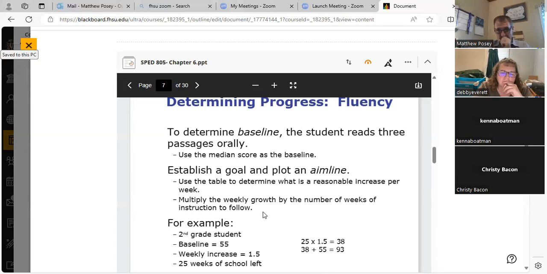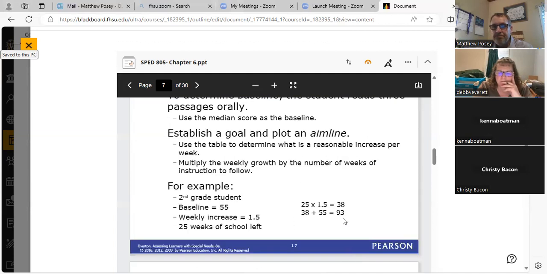So you're going to multiply your weekly growth by the number of weeks. So if it's a 2nd grade student and your baseline is 55, okay, plus your weekly increase times 25 weeks of school, that gives you the formula to do that. I see how he did that, Debbie? See you shaking your head?